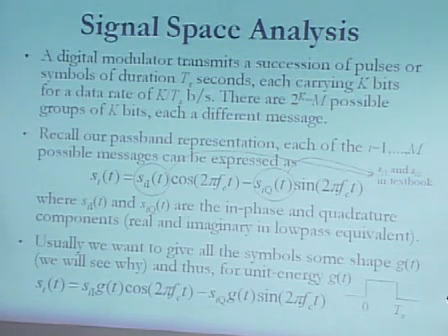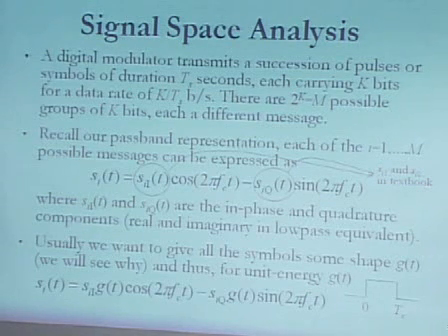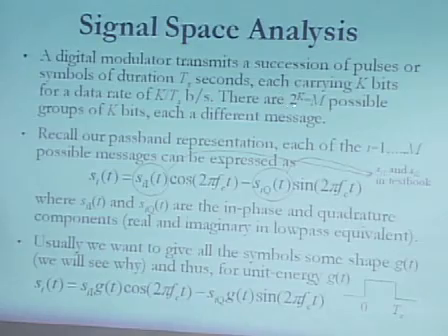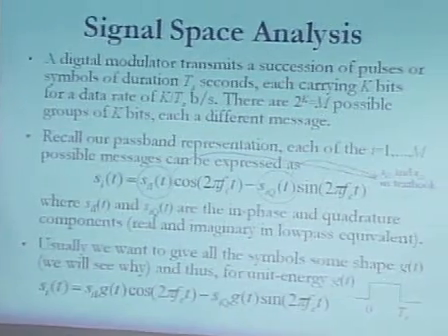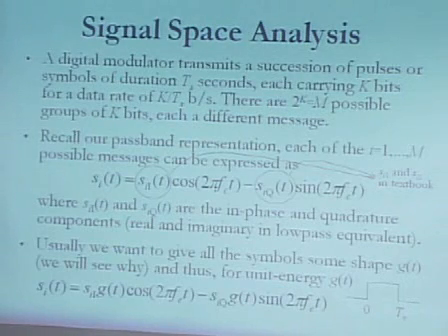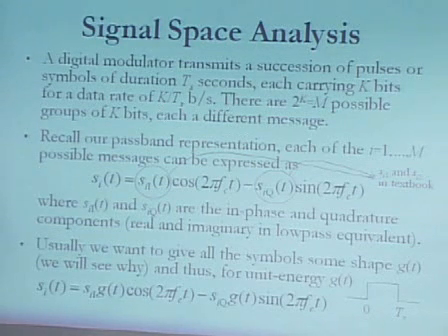Now, there are 2 to the K possible groups of K bits, right? Each bit can be 0 or 1, has 2 values, so there are 2 to the K possible messages. So we're going to call this capital M, the number of messages that each symbol can carry. Capital M is 2 to the K. And each one represents a different message.